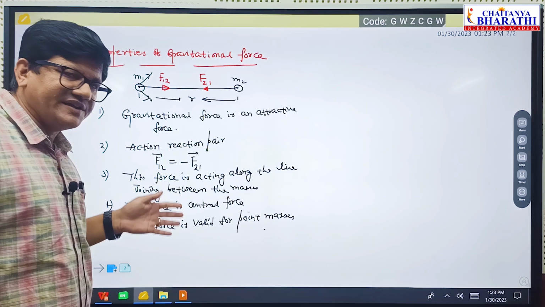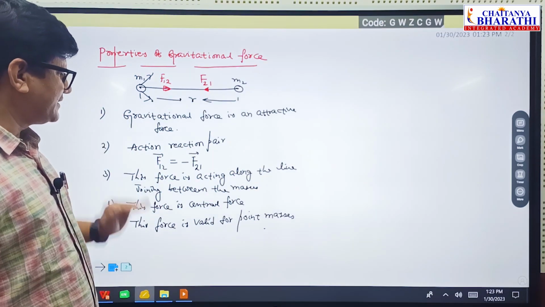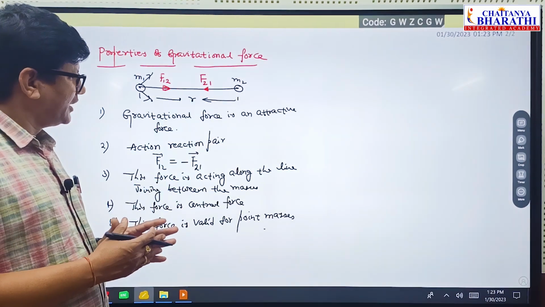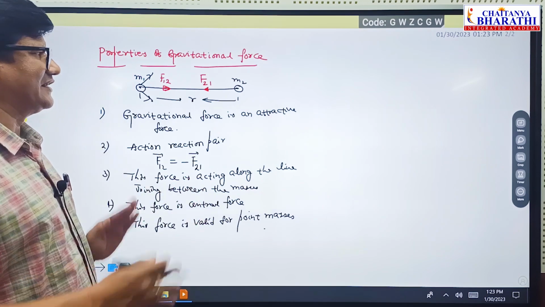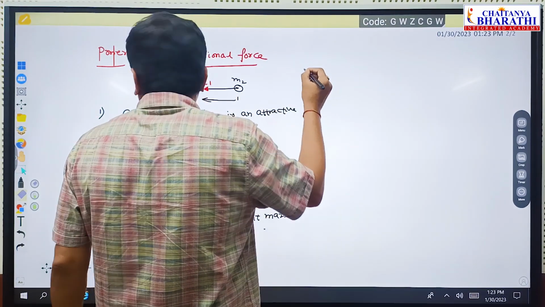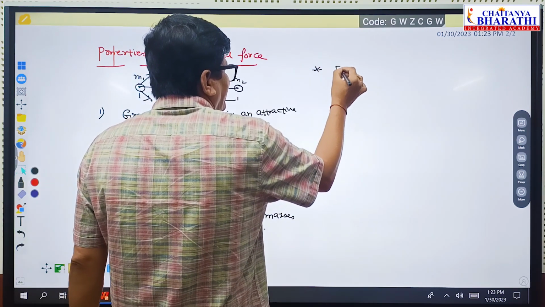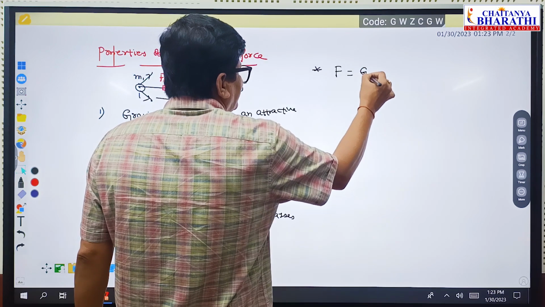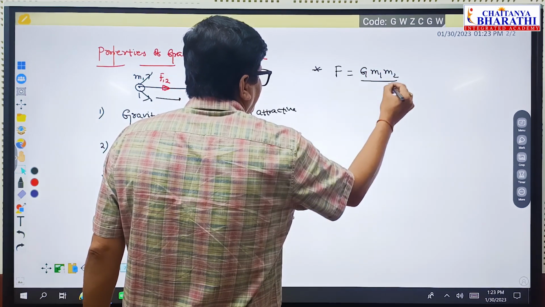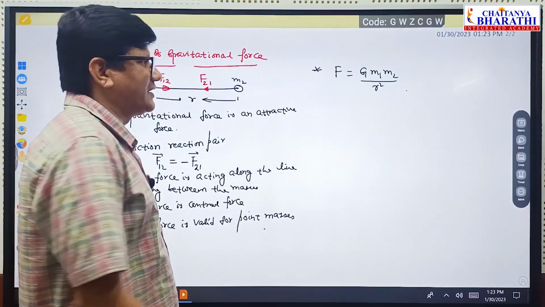Basic properties of gravitational force. By using these gravitational forces, we can do some numericals based on this concept. So you know the formula, the basic thing. The formula is important: F is equal to G m1 m2 by r square. This formula is important.